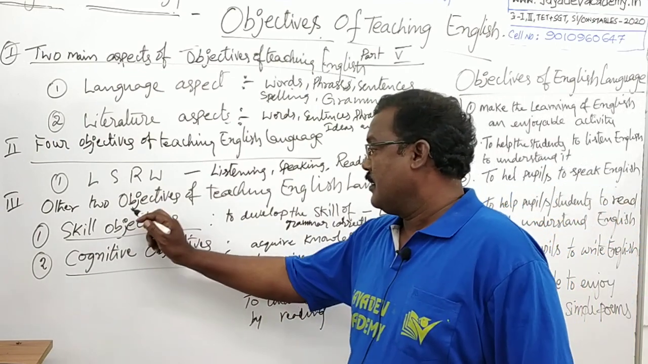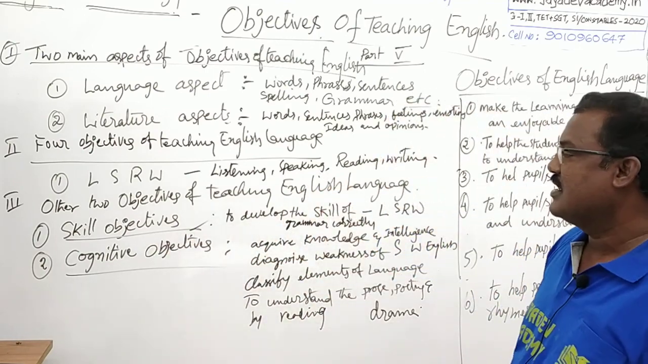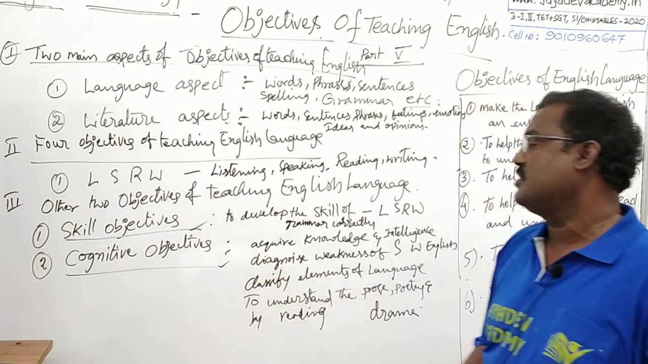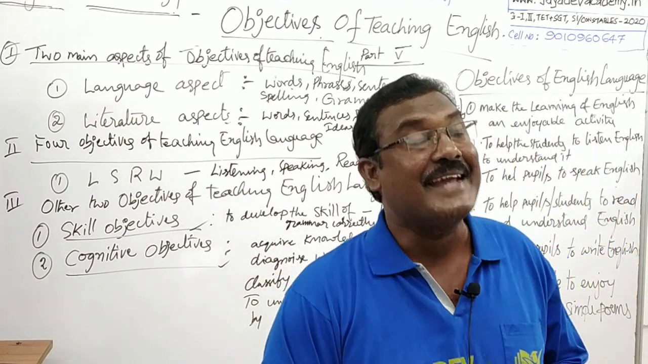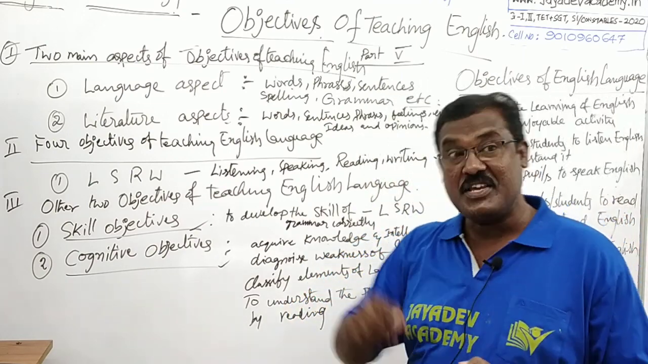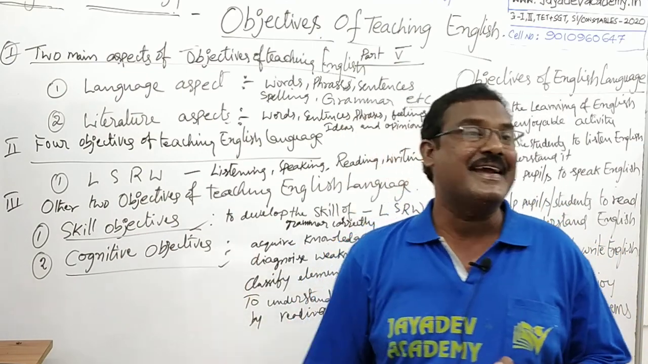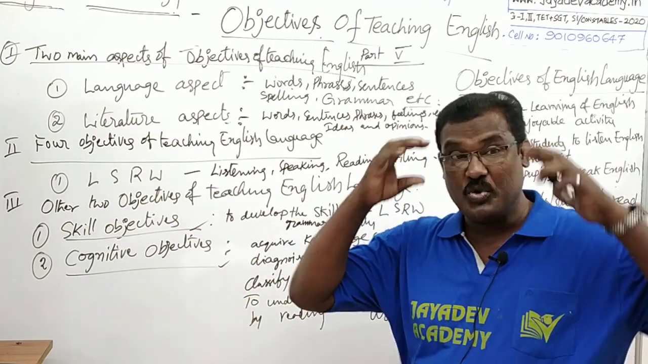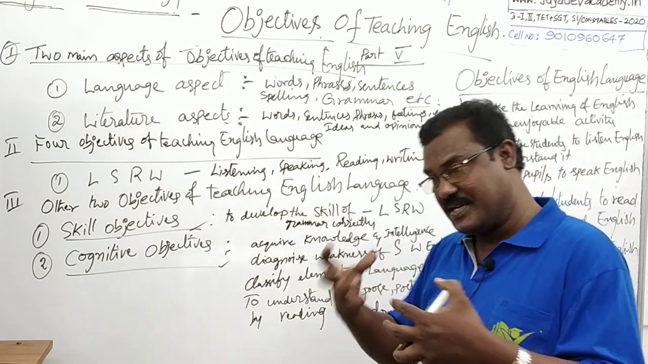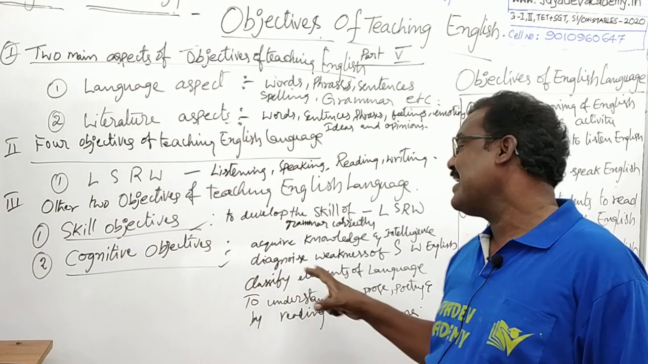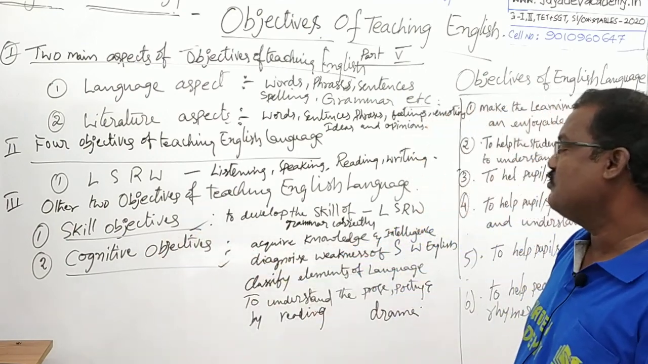Now, the other two objectives of teaching English language. Skill objectives we learned. Now, cognitive objectives. Cognitive means what? Cognitive is nothing but getting knowledge by thinking properly in the mind. Cognitive itself is getting knowledge by thinking properly. We have to use our mind in an appropriate manner to understand, to get knowledge and skill, knowledge and intelligence. That is called cognitive objectives.